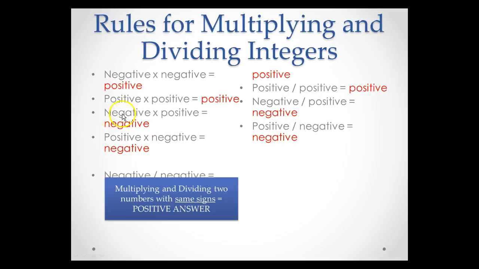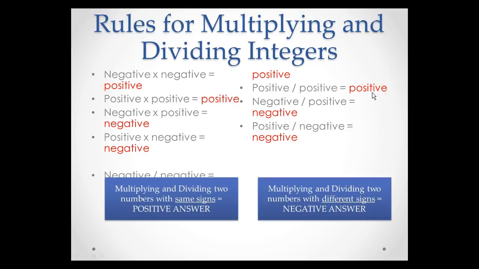So what could you take away from if the numbers have two different signs? That's correct. Multiplying and dividing two numbers with different signs equals a negative answer.